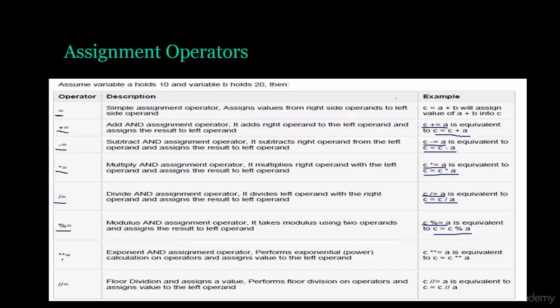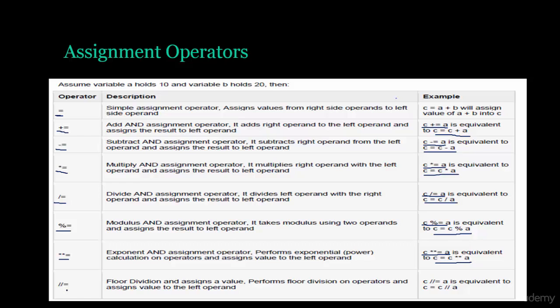And here exponent equal, the exponent and assignment operator. It performs exponential or power calculation on operands and assigns the value to the left operand, like this. C exponent equal A is equivalent to C equals C exponent A.